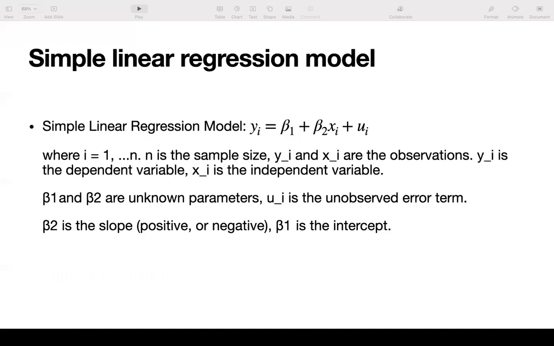So here we'll talk about the simple linear regression model. The simple linear regression model usually has the formula yi equals beta 1 plus beta 2 xi plus ui, where i equals 1 to n. Here n is the sample size, and yi and xi are the observations. yi is usually called the dependent variable, with xi being called the independent variable. Both betas are unknown parameters, and ui is the unobserved error term. Also, beta 2 is the slope, which can be positive or negative, and beta 1 is the intercept.